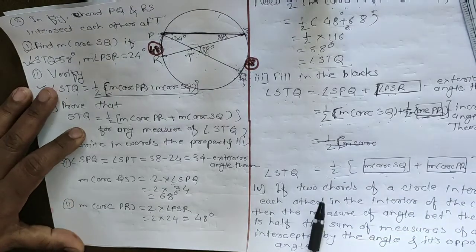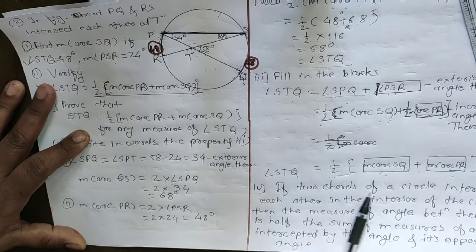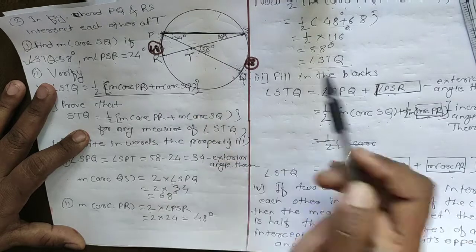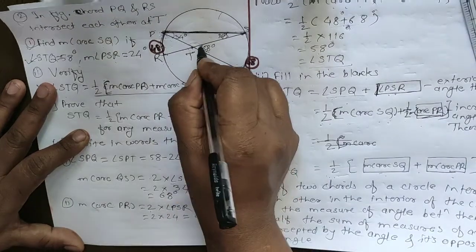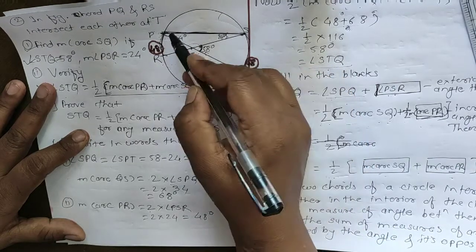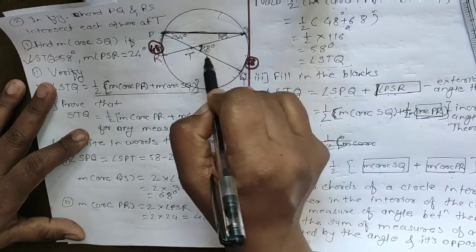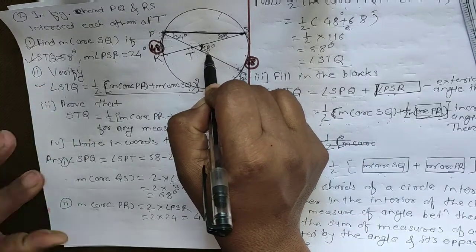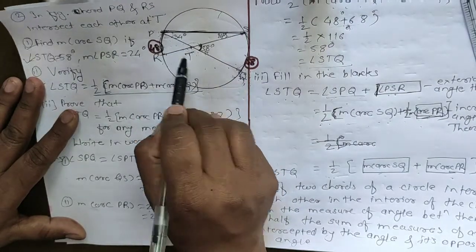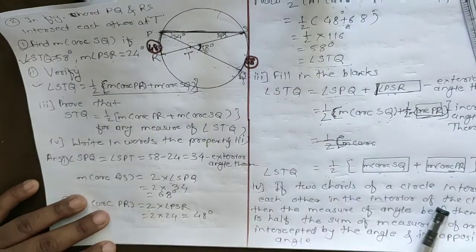From this we understand the property we prepared: if two chords of a circle, PQ and RS, intersect each other, then the angle formed is half the sum of arc SQ and arc PR. If we add these two arcs, its half is the measure of angle STQ. If this is 58, that is also 58, because they are vertically opposite angles. In this way we derive this property.